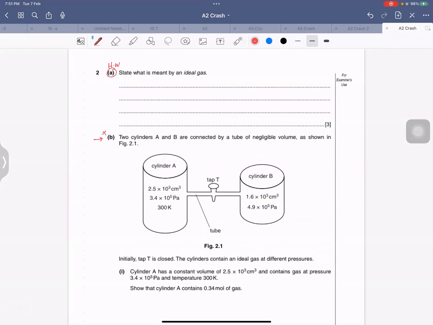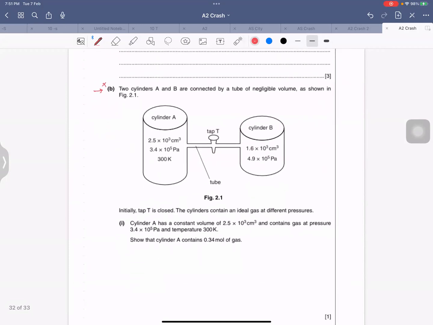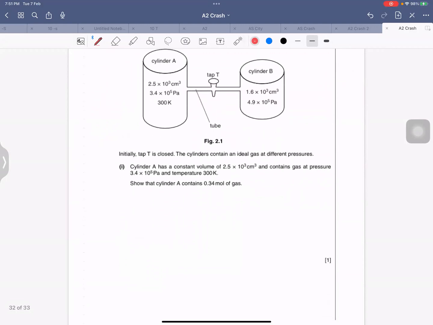So it says 2 cylinders are connected by a tube of negligible volume, as you can see. And then it says the cylinder A has a constant volume of this, and the cylinder contains a gas at this pressure and temperature. Show that the cylinder A has 0.34 moles. So that's pretty simple. We'll do P1 V1 divided by T1 is equal to P2 V2 divided by T2. No, you need to find moles. So you can't do that. You need to do PV equals nRT.